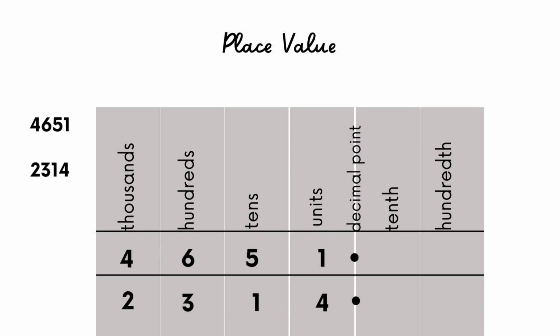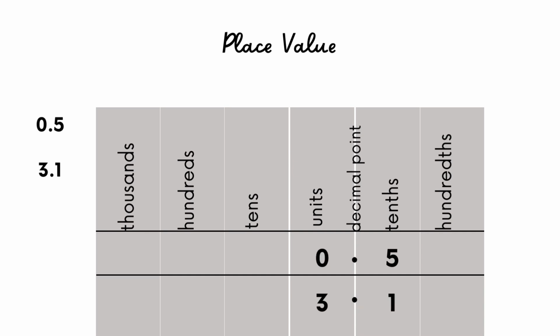If we have a 4-digit number like 4651 and 2314, for 4651 our unit is 1, our tens is 5, our hundreds is 6 and our thousands is 4. So this number is 4,651. So we have 4,000, 4 under the thousands. We have 600, 6 goes under the hundreds. We have 5 tens, and then we have 1 unit. Then if we have 2,314, 2 goes under the thousands, 2,000. 3 goes under the hundreds, 1 goes under the tens, and then we have 4 units.